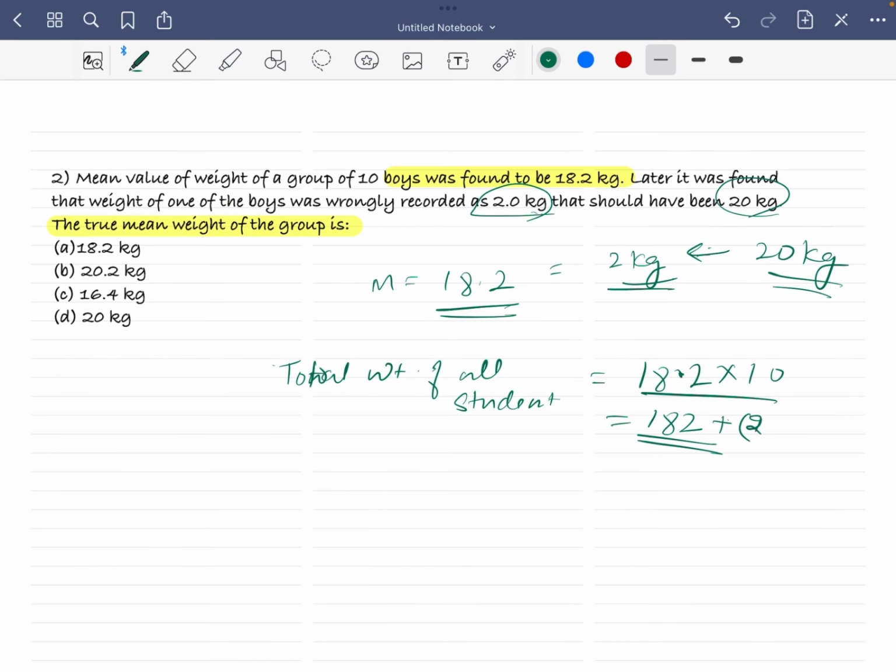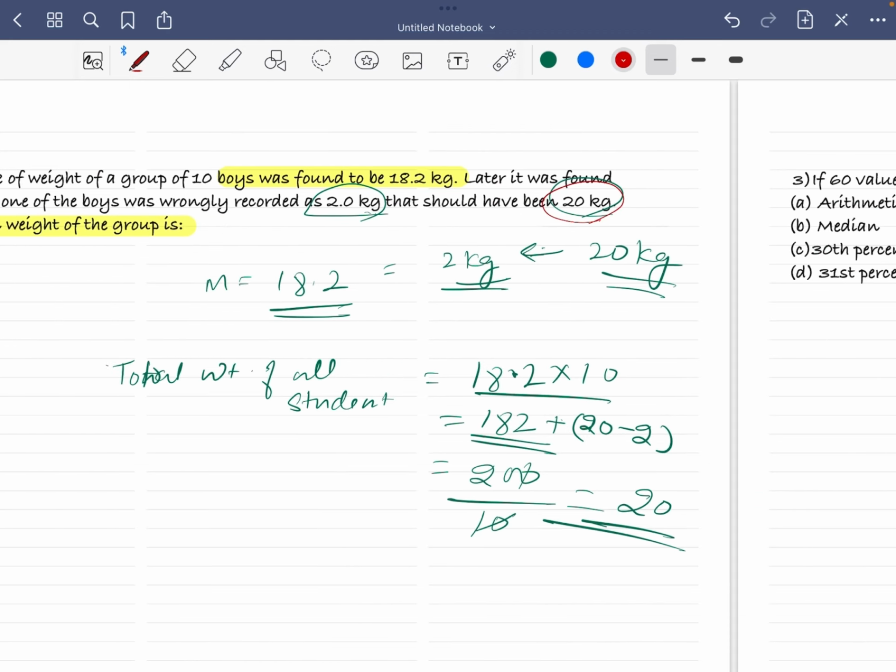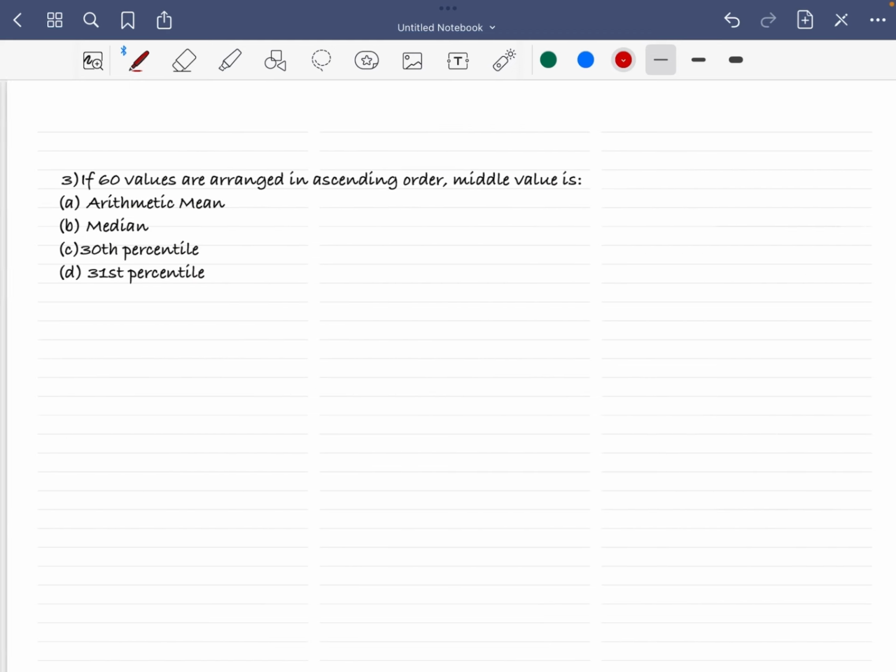It's supposed to be 20, but you only recorded 2 kg. So we have to add 18 kg more. Now we can just find out the total value, which is going to be 200. And the number of students is 10. So the true mean will be 20, right? We just have to add the leftover weight. It was the 18 kg more, which we have to add, right?